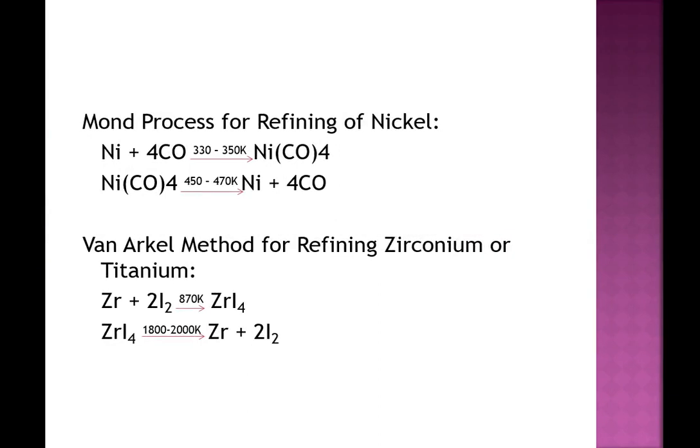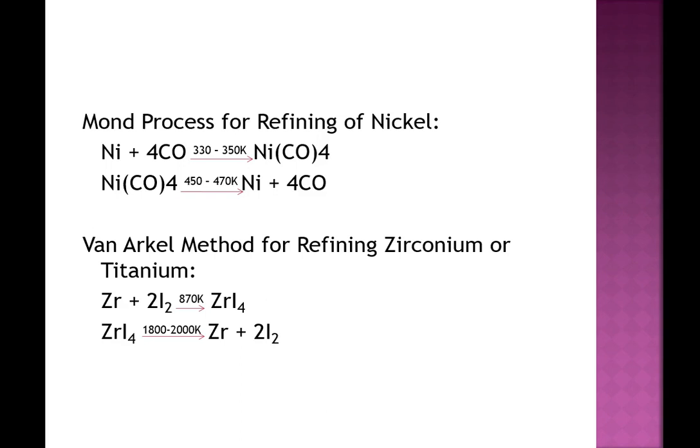Mond process is used for refining of nickel. In this process, nickel is heated in a stream of carbon monoxide forming a volatile complex, nickel tetracarbonyl. This complex is subjected to higher temperature so that it is decomposed to give pure metal.